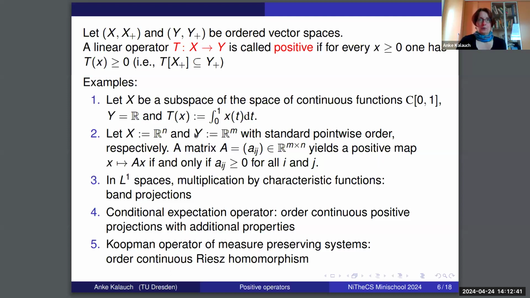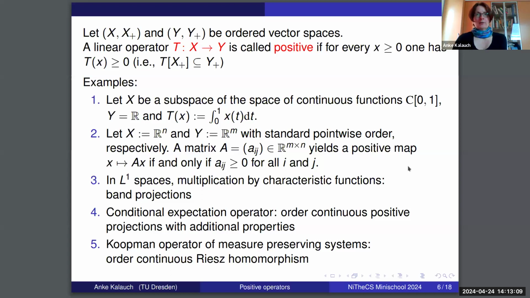If you take other cones in Rn and Rm, not the standard pointwise order, but more general cones, as in the pictures above, then always the question arises: which matrices are the positive operators with respect to these more general cones? This is not as clear as in this easy case. So the pointwise positive matrices belong to the standard order in the underlying spaces.